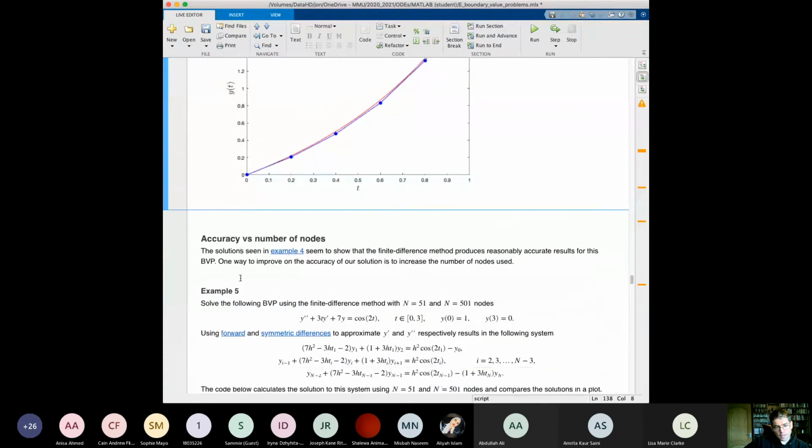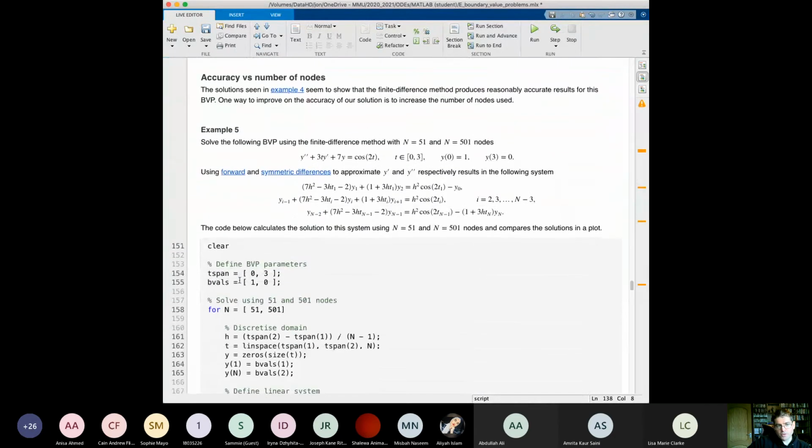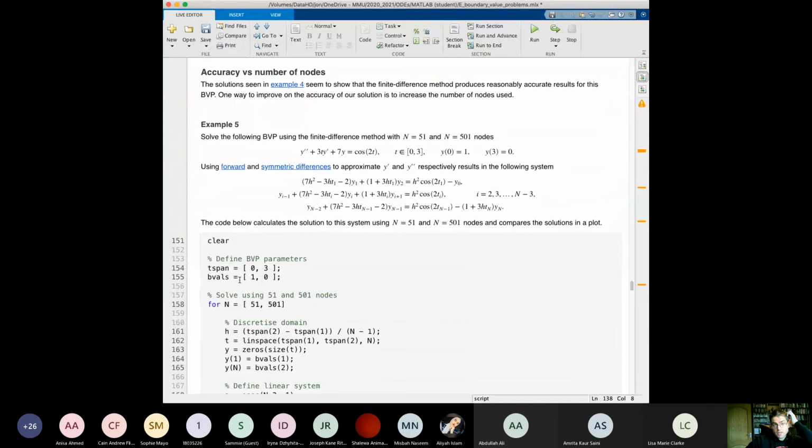I'm going to talk a bit now about accuracy versus number of nodes. We've seen that the finite difference method produces reasonably accurate results. One way to improve the accuracy is to increase the number of nodes used, i.e. decrease the step length. So I've got a different example here. This is my ODE. I'm going to solve this using 51 and 501 nodes. The reason I'm using 51 instead of 50 is so that h is a nice decimal.